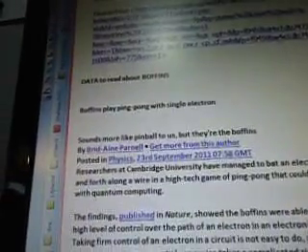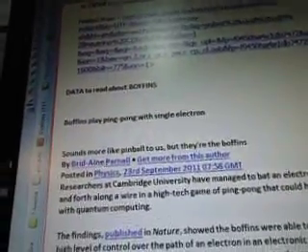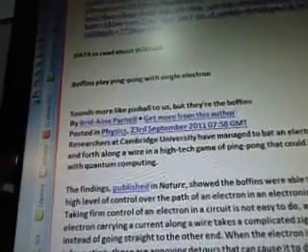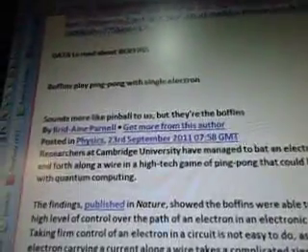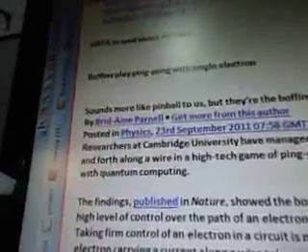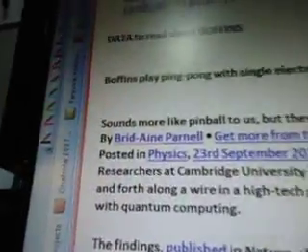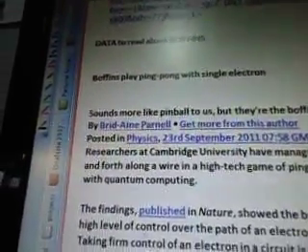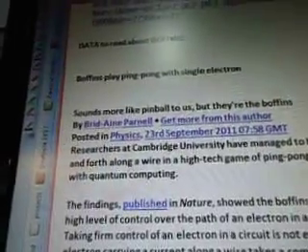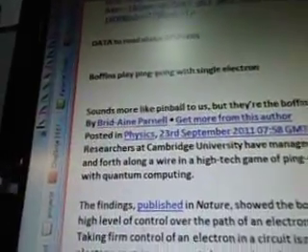Data to read about Boffins. Boffins play ping pong with a single electron. Sounds more like a pinball to us, but they're Boffins. This was posted by Brillouin Parnell. Get more from this author. Posted in Physics. September 23rd, 2011.